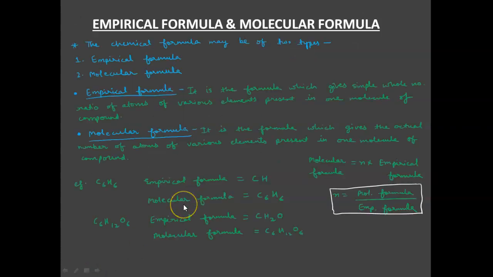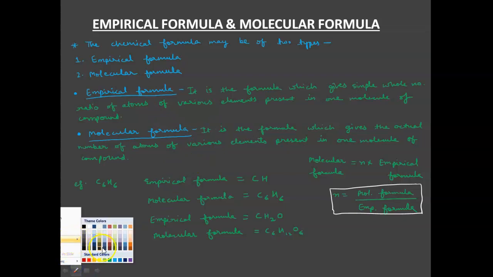Now comes the next topic, empirical formula and molecular formula. There are two formulas. The chemical formula may be of two types. Number one, empirical formula. Number two, molecular formula. Empirical formula is the formula which gives the simple whole number ratio of atoms of various elements present in one molecule of compound. So it is the simple whole number ratio.